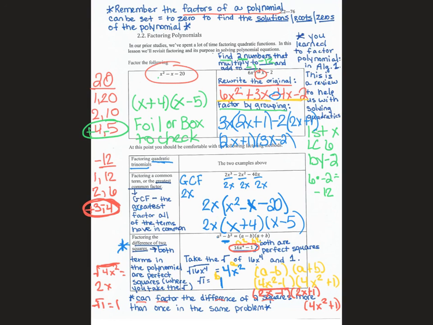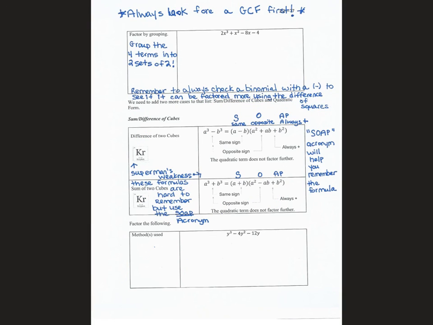This is all in the first part of your packet that you got in your summer learning. The second page, there's a big note at the top that says always look for a greatest common factor first. That's extremely important because if there is a greatest common factor, it needs to be taken out. So if I look at this next example, it has 4 terms in it. Well, we factored polynomials with 3 terms, and then we created a polynomial with 4 terms so that we could factor by grouping with our polynomial that had a leading coefficient of something other than 1, but this is our first one to actually have 4 terms.